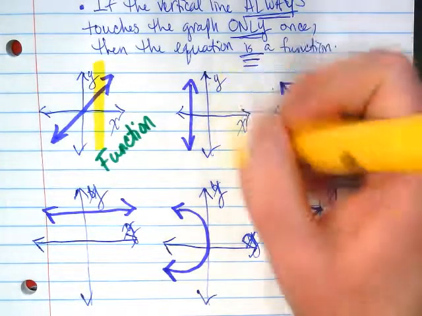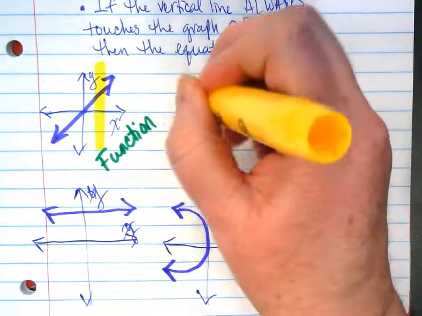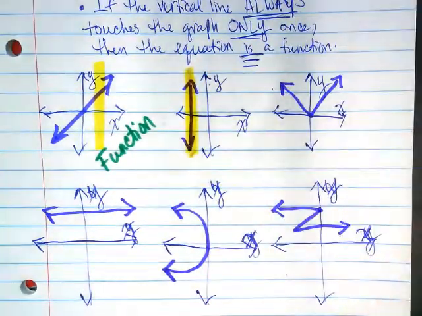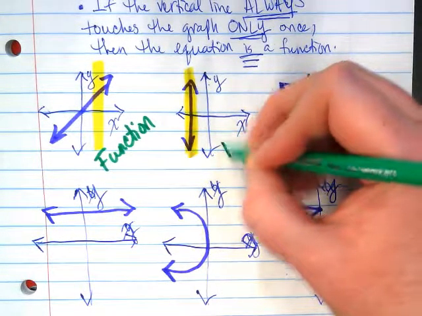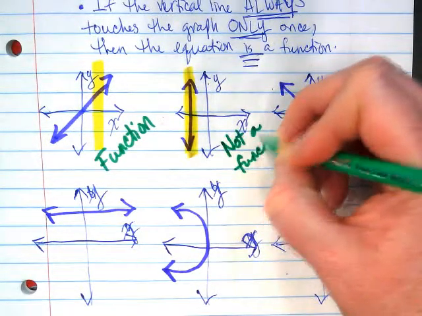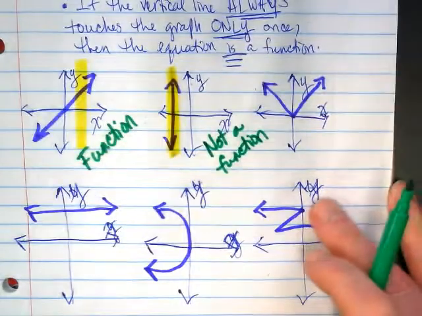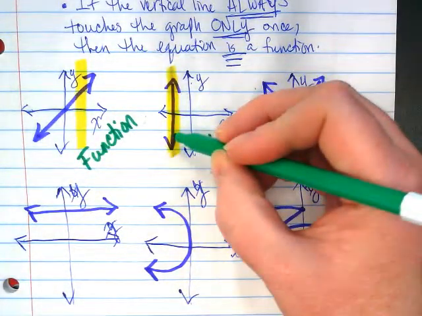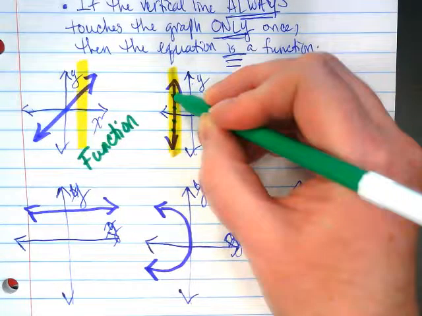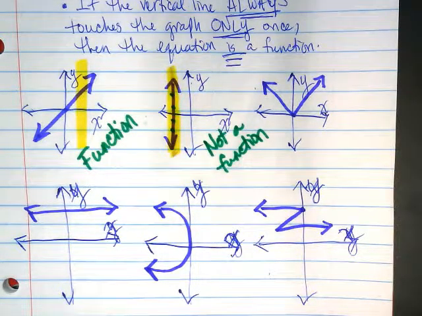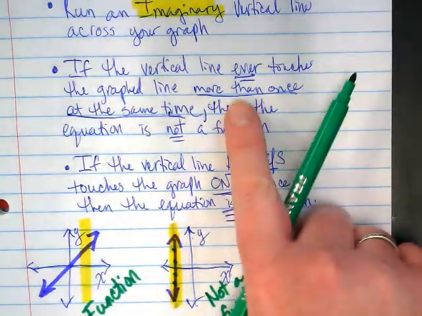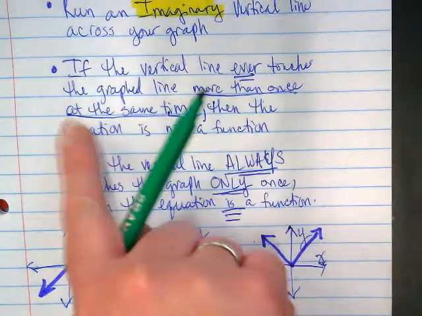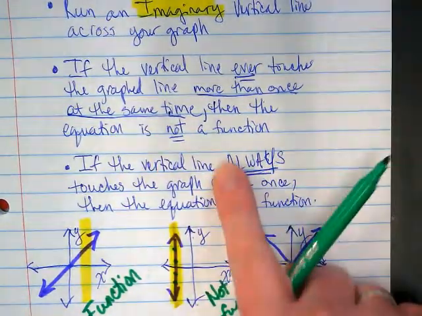Let's say this one started here and scanned and scanned. What's going to happen when it hits the line? Is it touching more than one place at the same time? Yes. It's touching every single place on that line at the same time. That means that this is not a function. Remember, for this to be a line, these have to be points on the line. That vertical line is scanning over that and touching every single place at the same time. That's bullet two: if the vertical line ever touches the graph line more than once at the same time, it's not a function.